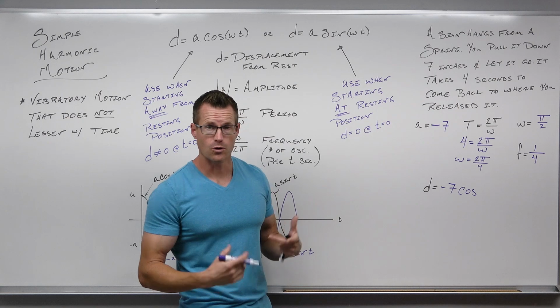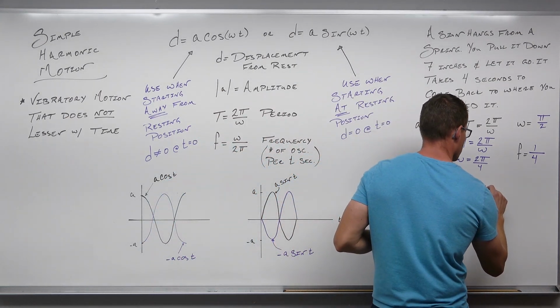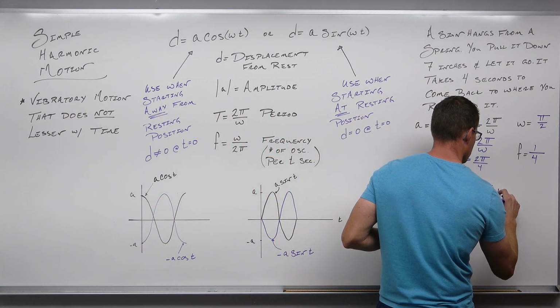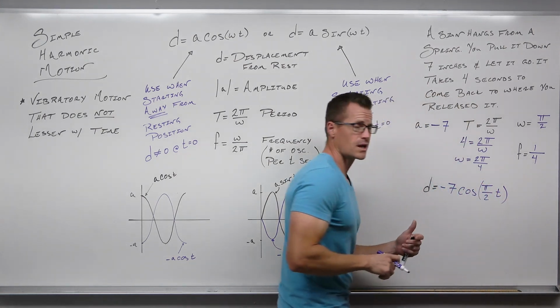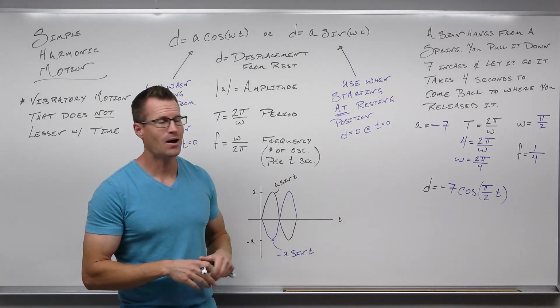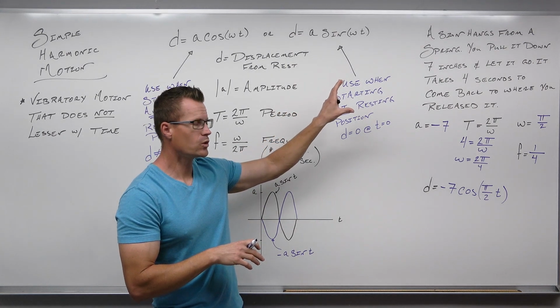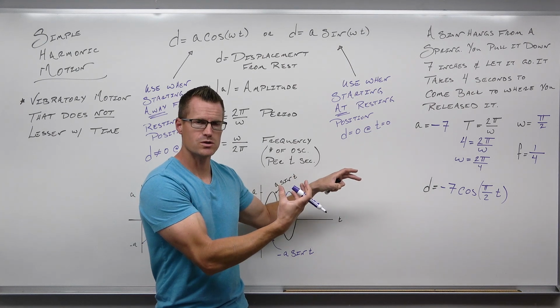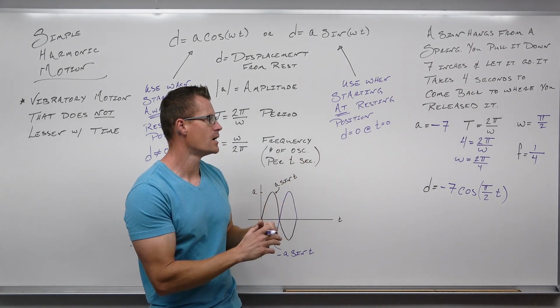We have solved for our omega. That's pi over 2. And our time unit is t. That's our variable. That right there is exactly how this function would be modeled. So we would model this with the function -7 cosine pi over 2t.